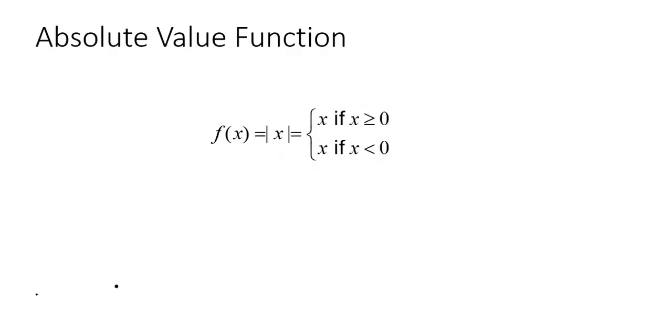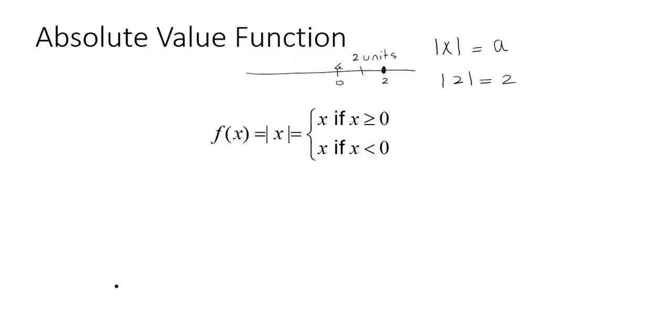Absolute value function. f of x is equal to absolute value of x. So if I have the absolute value of a number, like absolute value of 2, absolute value of 2 is equal to 2. If you locate 2 on the number line, absolute value of 2 means how far number 2 is away from 0. So that corresponds to the distance. It would be 2 units.